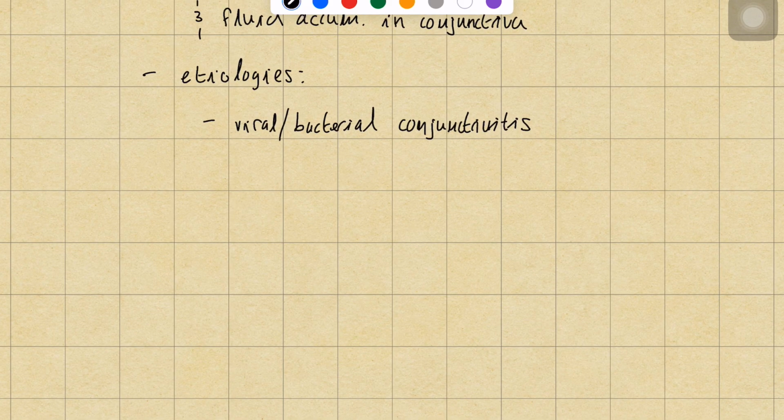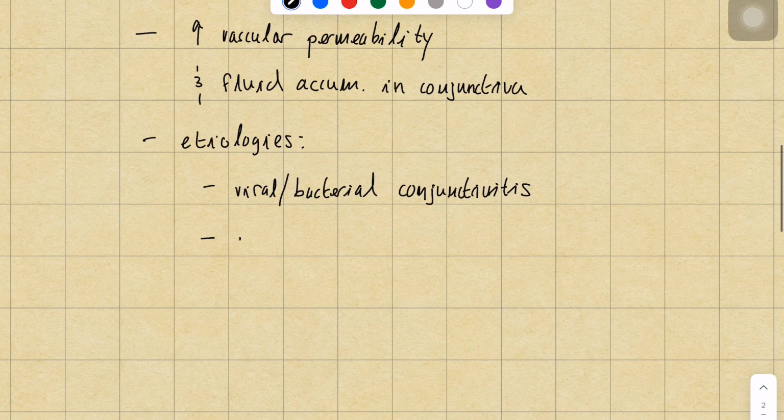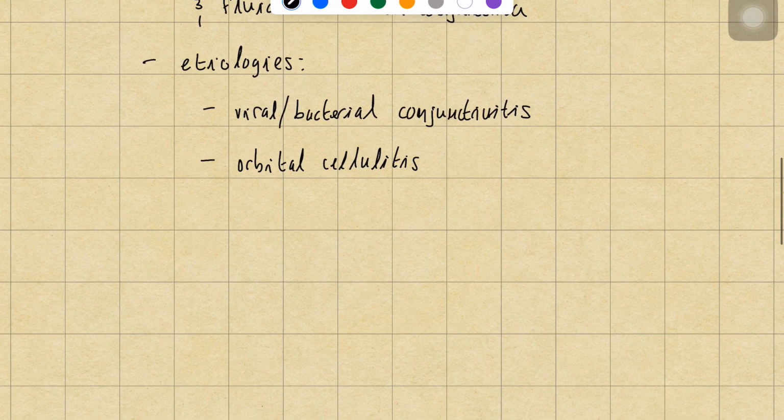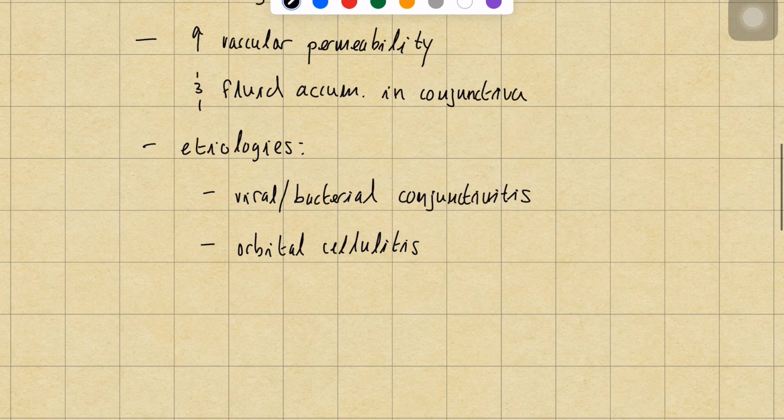Then a much more serious cause for conjunctival edema would be orbital cellulitis. That means you have an infection of the soft tissues within the orbit, or it could be posterior to the orbital septum. This is pretty severe, requiring immediate hospitalization for the damage it can do to those structures. So if you do see conjunctival edema, orbital cellulitis is something you should have on your differential.